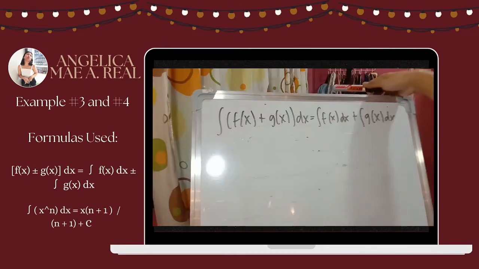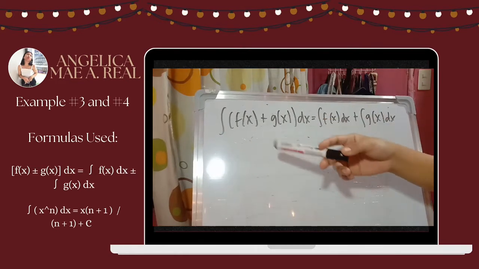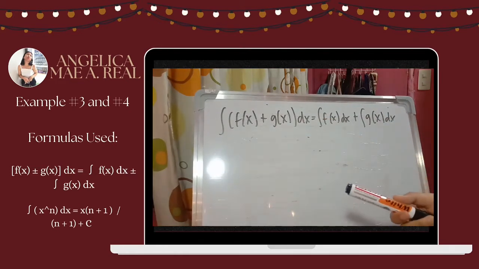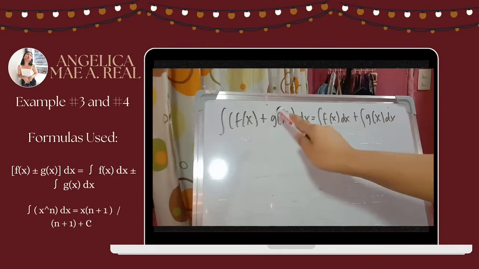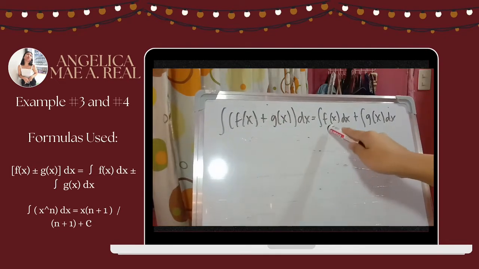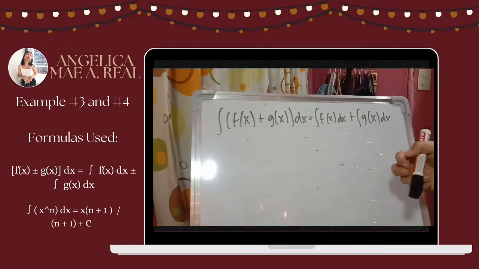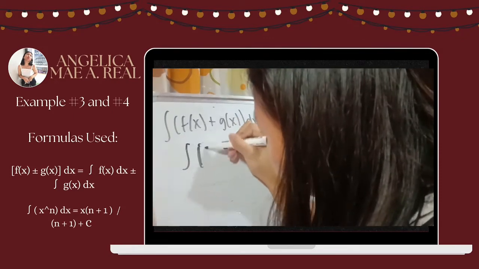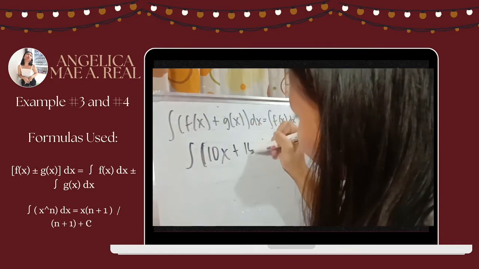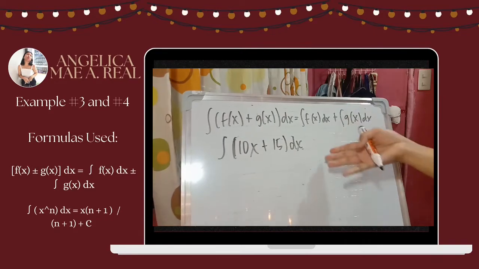So let's take a look here. If f and g are functions, the integral of a sum of functions is the sum of the integrals of the functions. We have the integral of f of x plus g of x dx is equal to the integral of f of x dx plus the integral of g of x dx. So let's say we have to find the antiderivative of the integral of 10x plus 15 dx. How are we going to do it? First we have to substitute it.